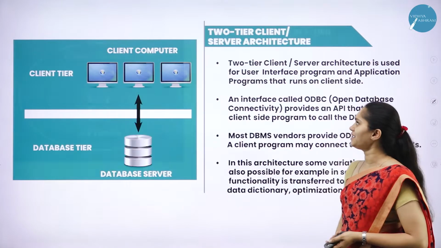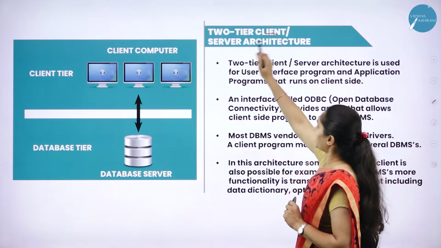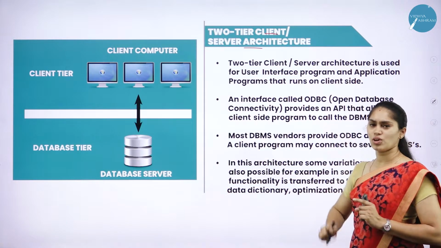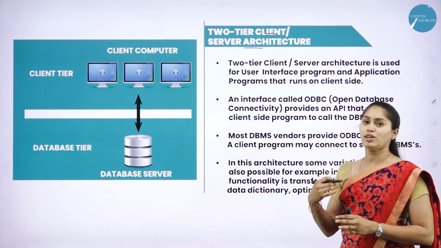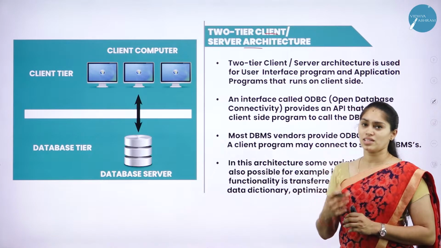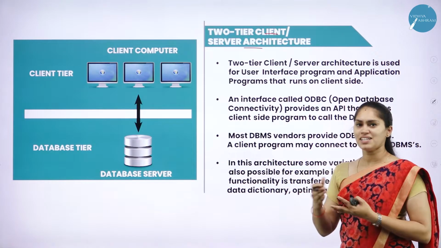We'll see the second type, that is two-tier architecture. It is also called what? Client-server architecture. Being a client, we are going to request something, and being a server, it is going to serve the purpose, or serve the request of a client. So that is related to client-server architecture.